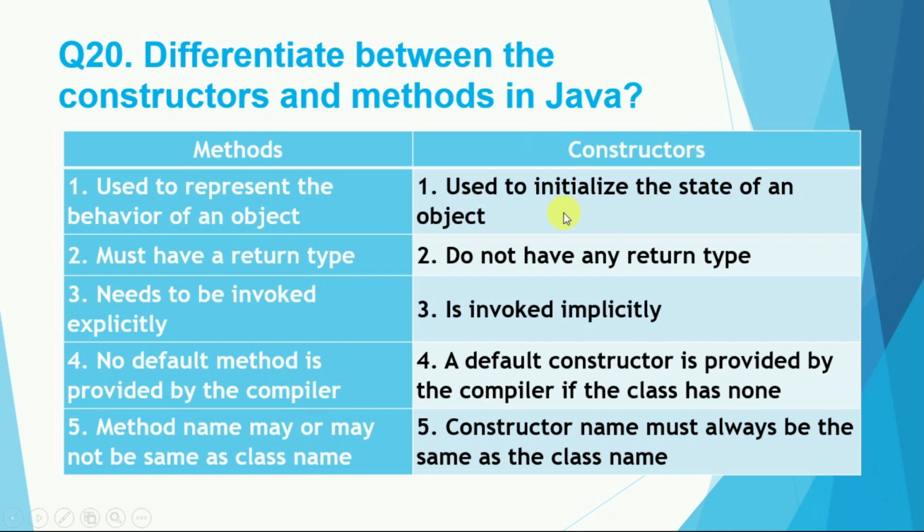But a constructor is simply used to initialize the state of an object. It does not have any return type, and it is invoked implicitly, whereas a method is invoked explicitly.